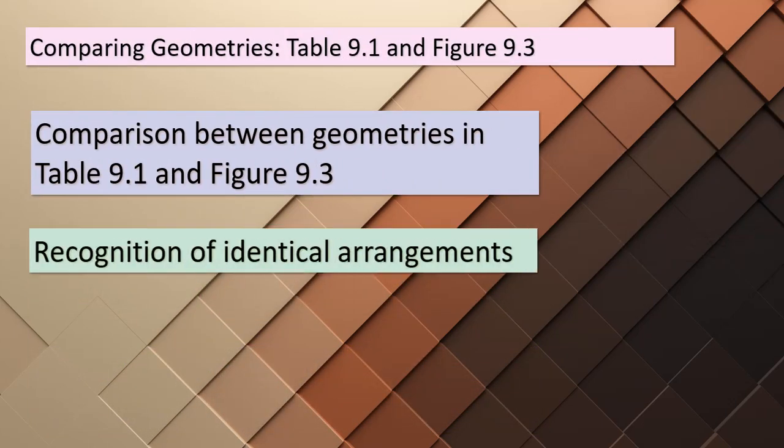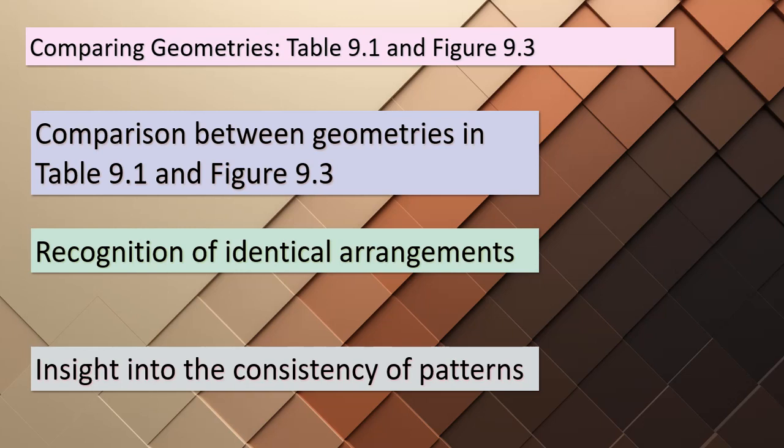Now, let's put our observation skills to the test and compare the geometries we've been discussing. Take a look at the geometries listed in Table 9.1 and those presented in Figure 9.3. What do you notice? Yes, you're absolutely right, they are the same. The linear, trigonal planar, and tetrahedral arrangements we discussed earlier align perfectly with the ones shown in Figure 9.3. This consistency emphasizes the remarkable patterns that govern electron domain orientations. Let's keep this insightful comparison in mind as we proceed.